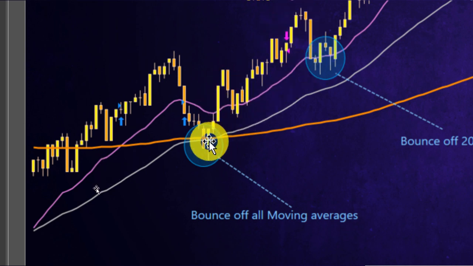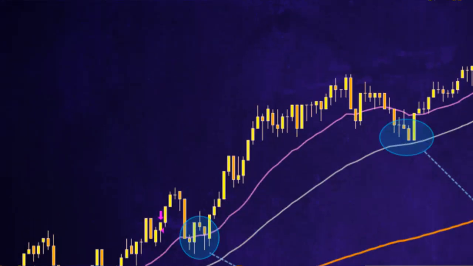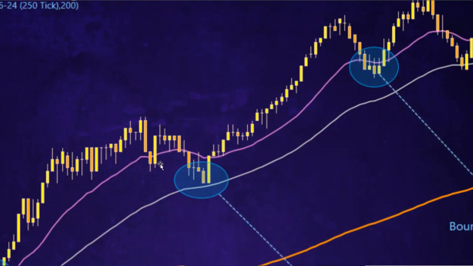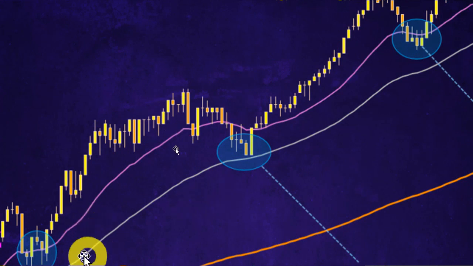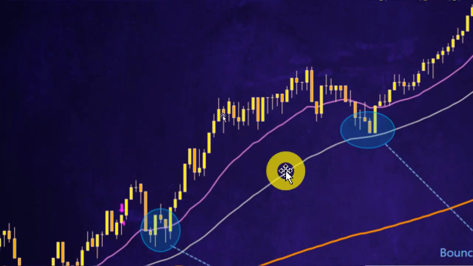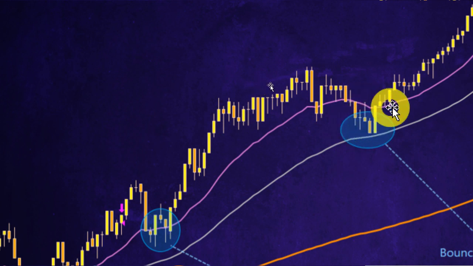Bounces off all moving averages, bounces off the 20 here, bounces off the 50 here, bounces off the 20 here. The area in between the 20 and the 50 is a caution zone. Caution zones are sometimes the best place to buy. It's also an area of reversal, so you can see a consolidation reversal pattern take place in the caution zone also.